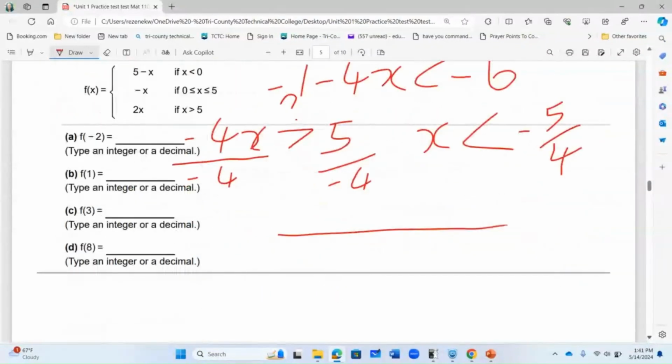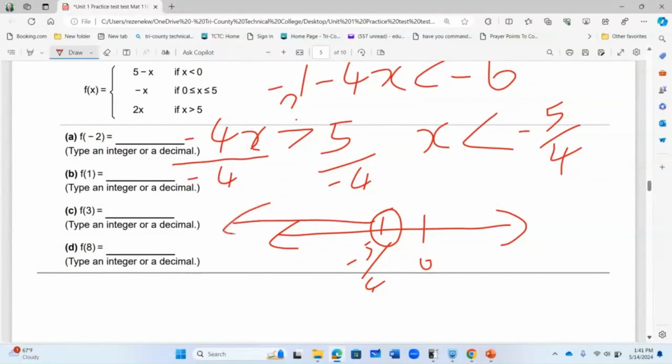You draw a number line. This is 0. This is negative 5 over 4, or negative 1.25, somewhere here. Negative 5 over 4. Remember, the question says less than, so this is open. Then to negative infinity. You could also be told to write your answer in interval notation, no problem. Remember, infinity cannot have closed brackets, so negative infinity, comma, negative 5 over 4. Both sides are parentheses. All right.